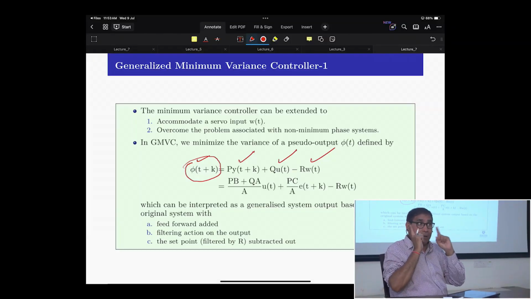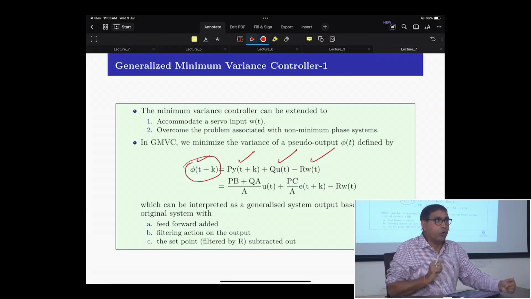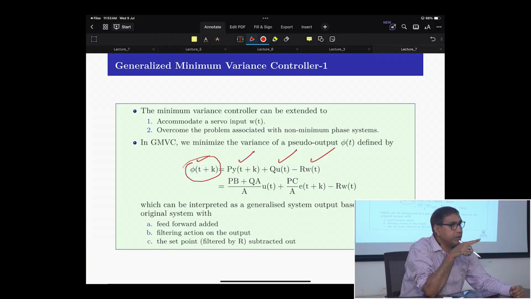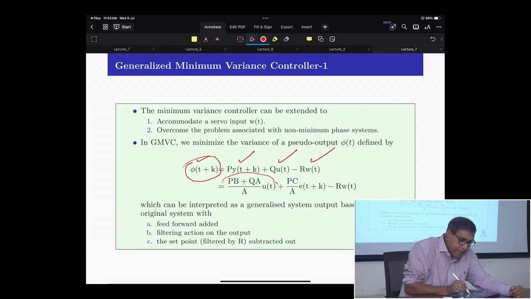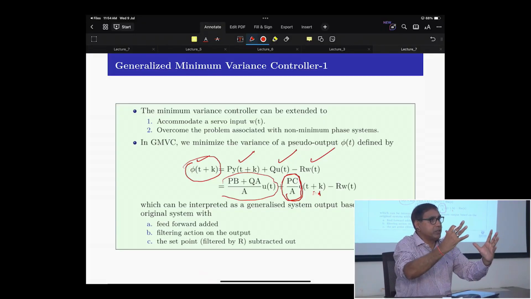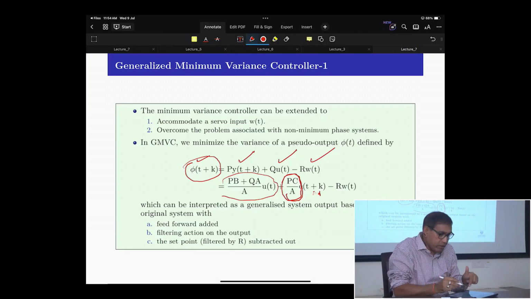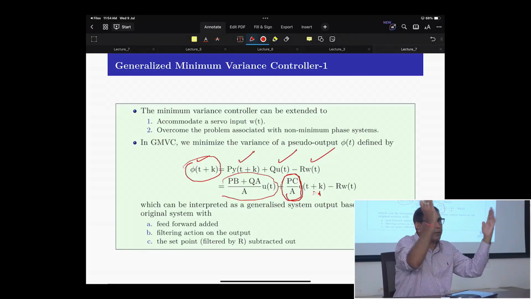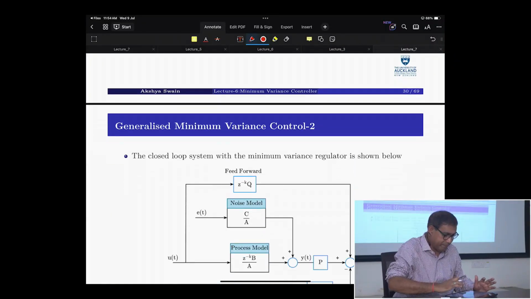Now see the point of what I'm trying to tell you here, the concept. Who is the idiot here? Noise. Now this phi(t+k), simple algebra will tell you, is PB by QA u(t). The noise component is not C by A, it is PC by A, right? This is the idiot creating the problem. Who is creating these variations? The noise component. Now in this formulation, which is the noise component? PC by A. Now you see the formulation, straightforward. You can tell your students.